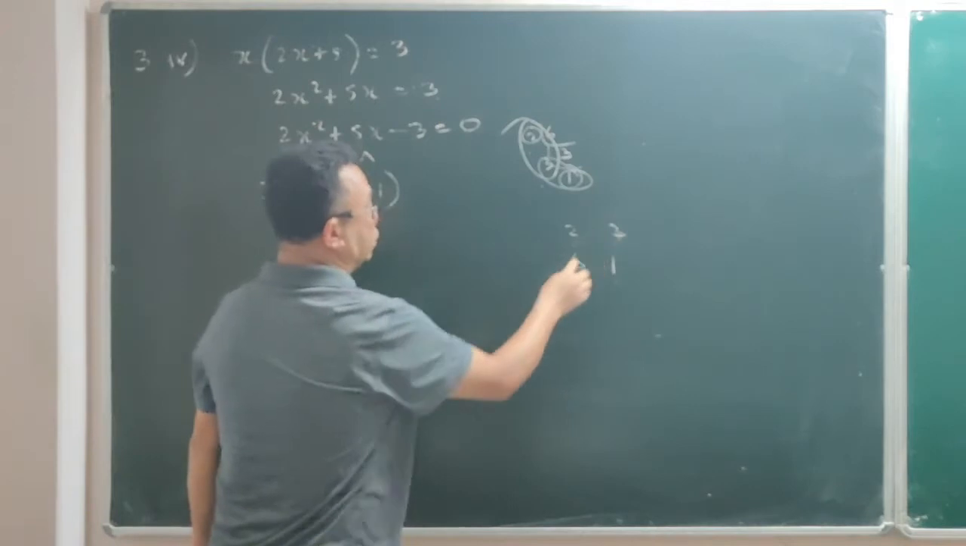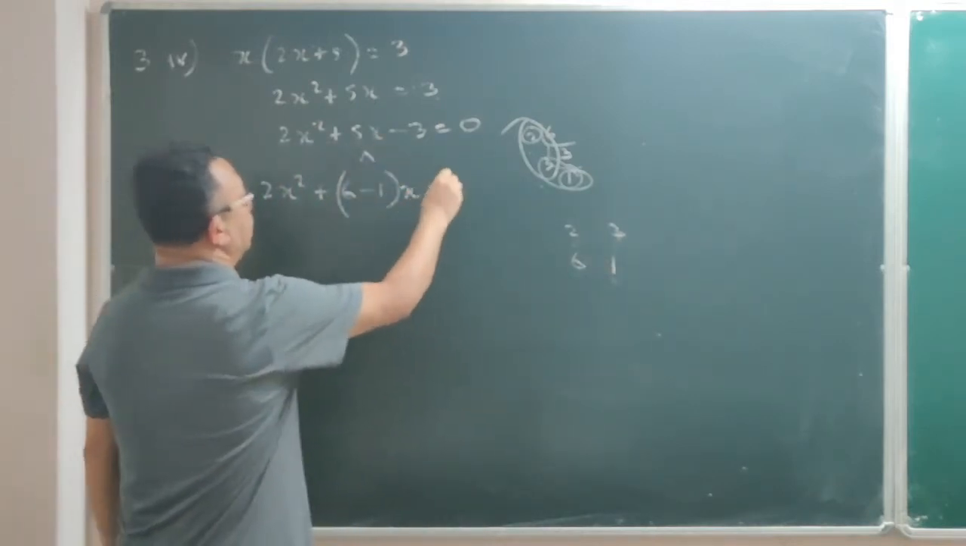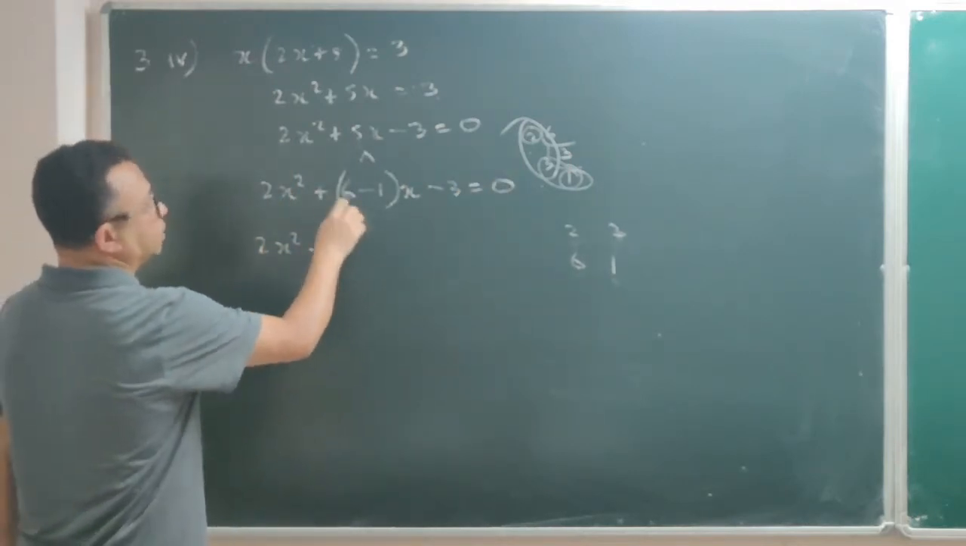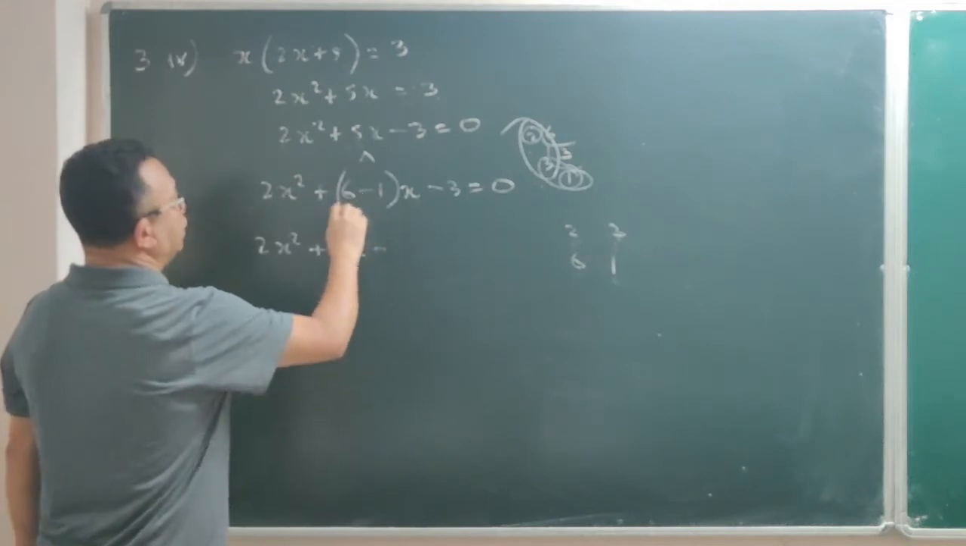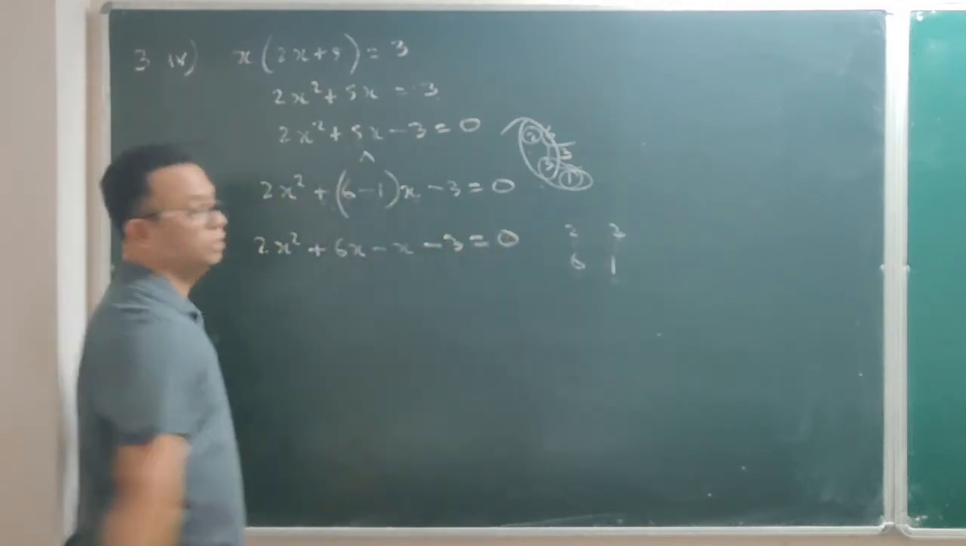I am not writing 2 and 3 also. I am writing 6 minus 1. I am not writing 2 plus 3. So that x I copied, minus 3 equal to 0. So 2x square plus 6, plus into plus, this x is also multiplying. Then plus into minus is minus, x into 1 is x, minus 3 equal to 0.